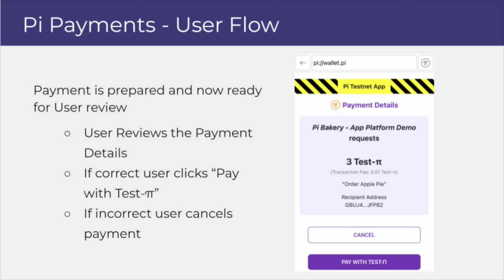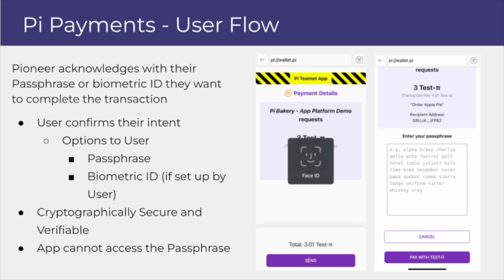And I can see I'm ordering an apple pie. So I say, great, I hit pay with test pie. And now it brings me to the confirmation screen. And this is where blockchain comes into play.